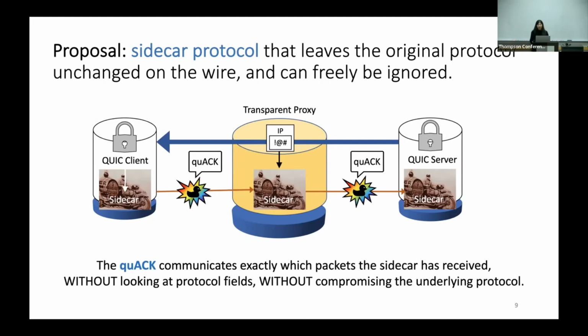Our sidecar protocols are based on a new primitive that we call a quack. A quack is similar to a cumulative ACK or selective ACK in that it communicates exactly which packets the sidecar has received. The sidecars can then use this information to implement, for example, different retransmission or congestion control mechanisms on each subpath. And the definition of sidecar protocols is quite generic. Anyone can quack to anyone else or not quack at all, as long as the underlying transfer protocol remains unchanged.